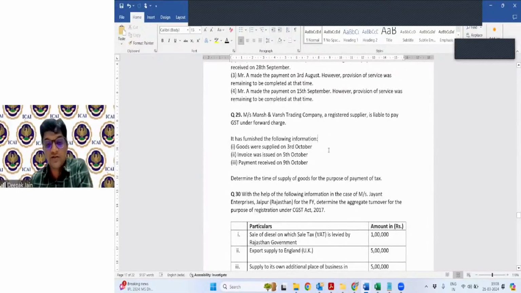Okay. Question number 29. Munch and Munch Trading Company is liable to pay GST under forward charge. It has furnished the following information. Goods were supplied on 3rd October. Invoice was issued on 5th October and payment is received on 9th October. Okay. So determine the time of supply of goods for the purpose of payment of tax.